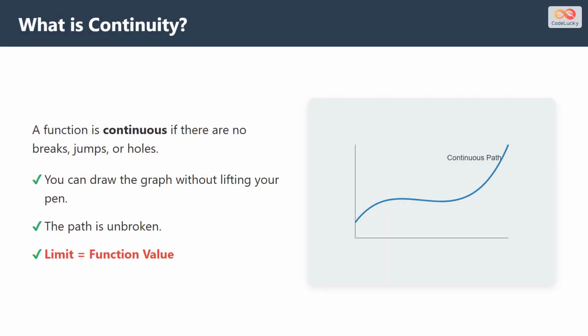Before we break things, let's understand what it means to be whole. In calculus, a function is continuous if its graph is a single, unbroken curve. The easiest way to think about this is, can you draw the entire graph without lifting your pen from the paper? If yes, it is continuous.